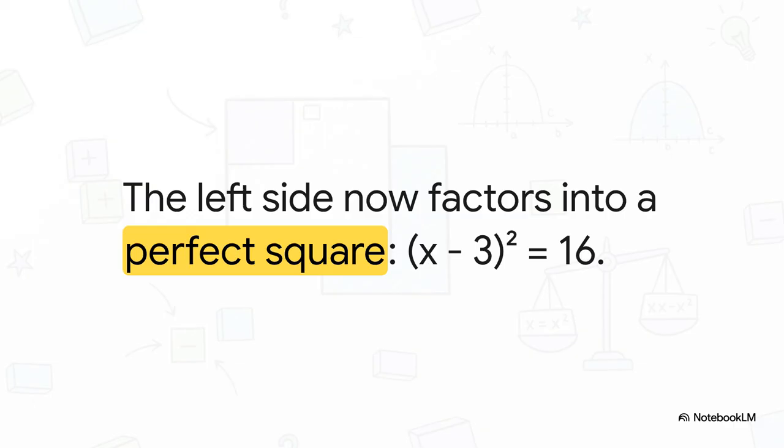Now look closely. See that negative 3 inside the parentheses? That is the exact number we got when we took half of our b coefficient a few steps back. That is not a coincidence. It is by design. This is the mathematical beauty of the process. We have successfully transformed a complicated equation into something far, far simpler to solve.